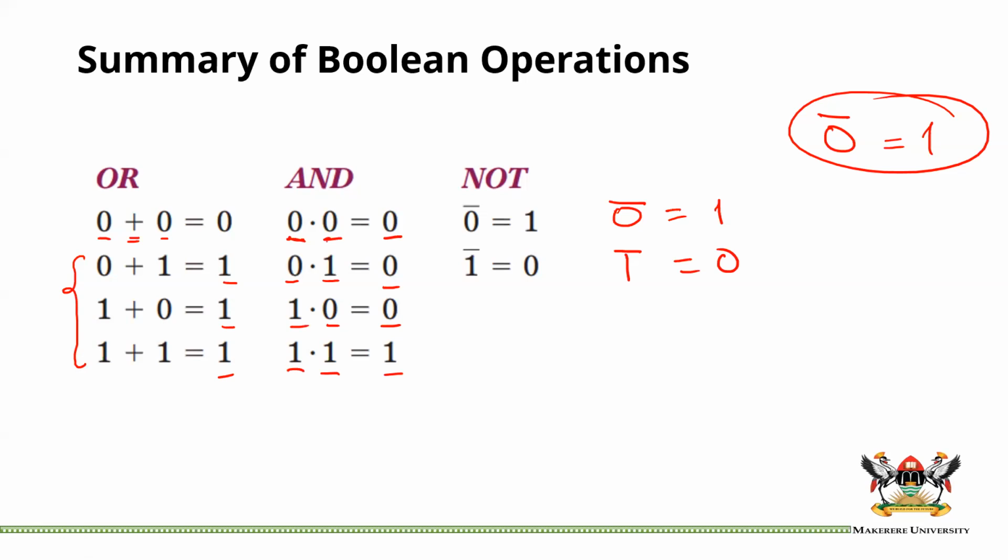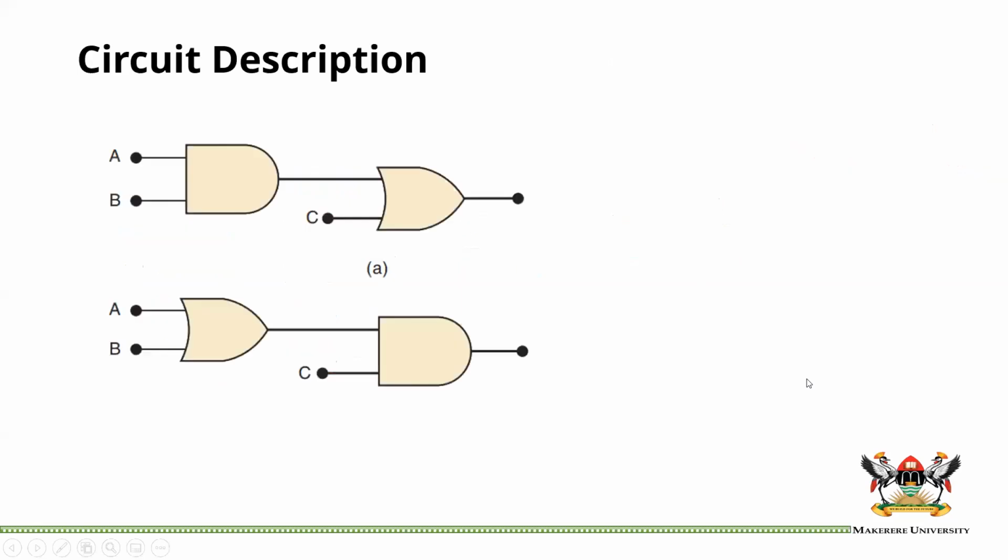That is the summary of operations. So now that we understand the operations, we can begin to build some simple circuits, right? After that, we will be able to build some really complicated circuits. You can build a circuit of any level of complication, but let us look at some simple circuits. So in this case, we have 2 gates.